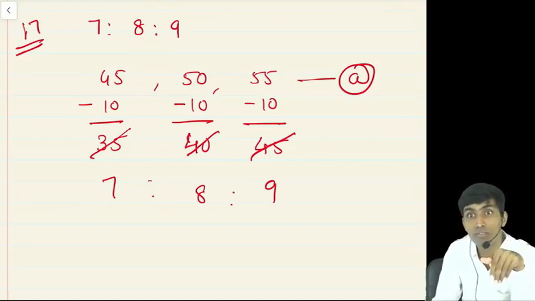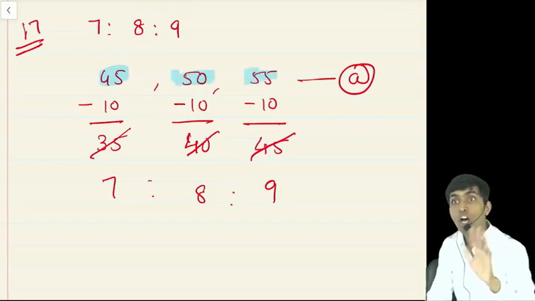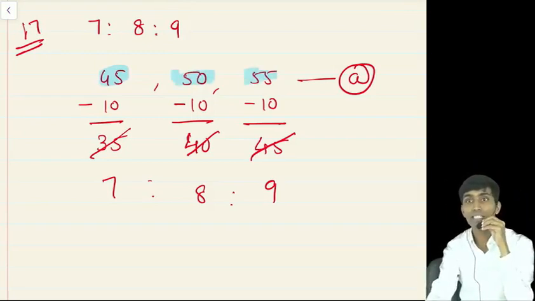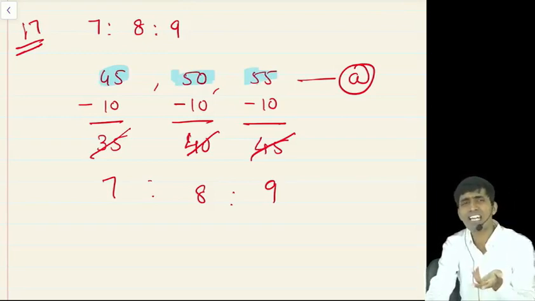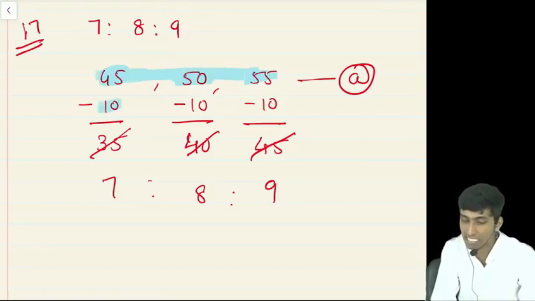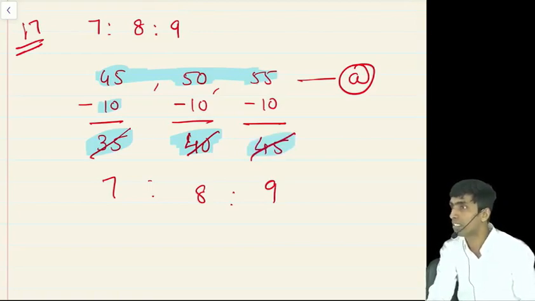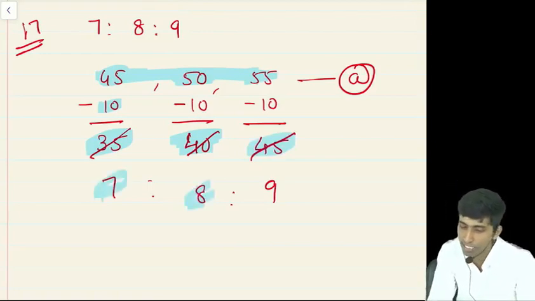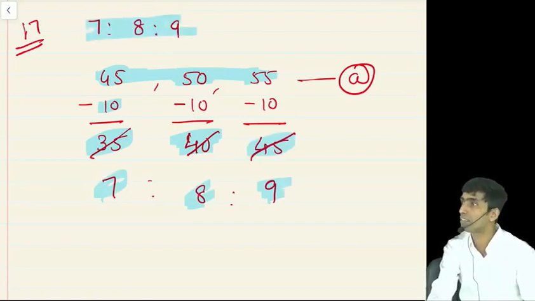You understood how to solve? One minute, those who have not understood. This is my present age. Your age today is 17. Understood? 10 years ago, how much was your age? 7, why? 17 minus 10. Same way, this is their present age. Minus 10, what will I get? The age 10 years ago. This also is the age 10 years before today. Correct? And I will check the ratio. Ratio is what? 7 is to 8 is to 9. Satisfying. So option is what? A. Clear? Understood?